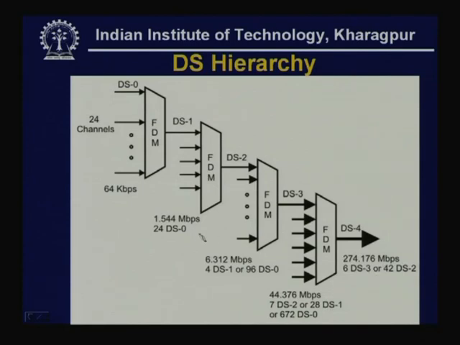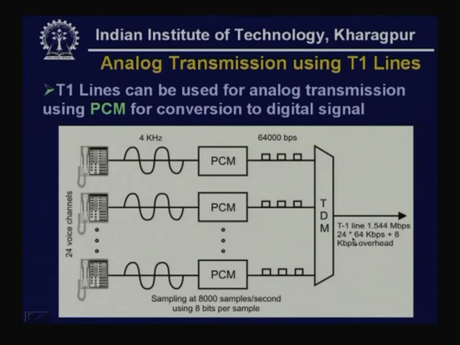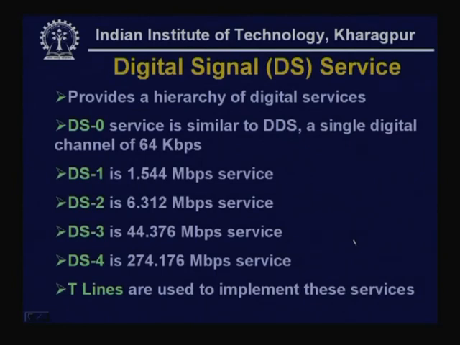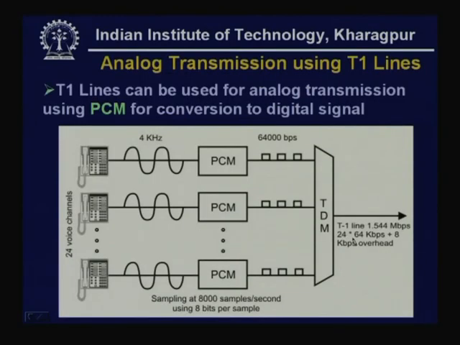So, as you can see here, you can have services of increasingly higher bandwidth, and these are supported with the help of those T lines. For example, those T0 lines, and I shall show you how a T1 line can be used. T0 is 64 kilobits per second. How a T1 line can be used for analog transmission using PCM for conversion to digital signal. How you are getting 1.544 is being shown here.